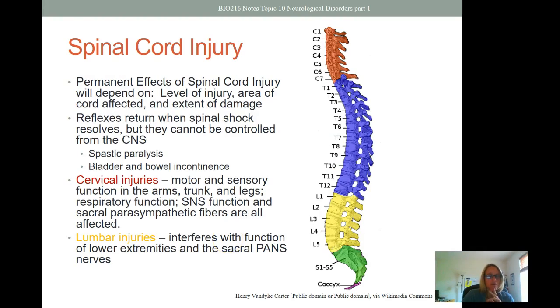So let's talk about permanent effects. After spinal shock is over, then we can assess the permanent effects of the spinal cord injury. And this is of course going to depend on the level of injury. Obviously the higher up in the spinal cord, the more body segments that are going to be affected. It's also going to depend on the area of the cord that was damaged. Did it only damage the left side, or did it damage the whole cord? Did it damage the anterior side or the dorsal side, and so forth? So that could result in a partial spinal cord injury. And also the extent of the damage, how severe is it?